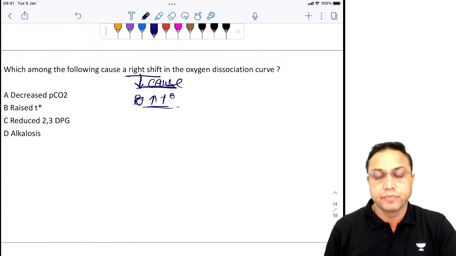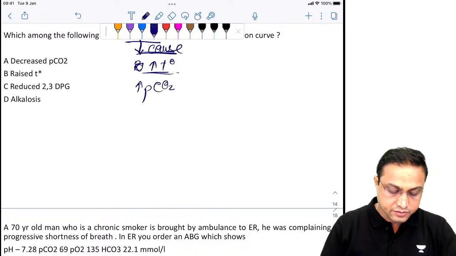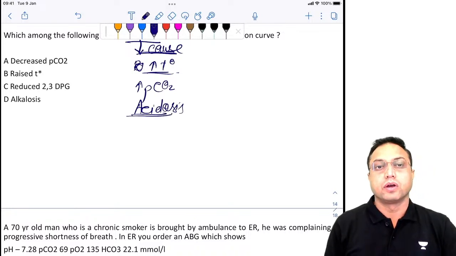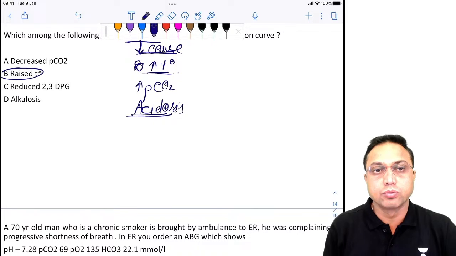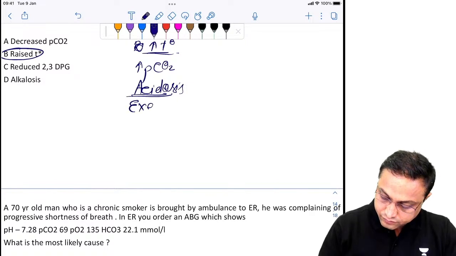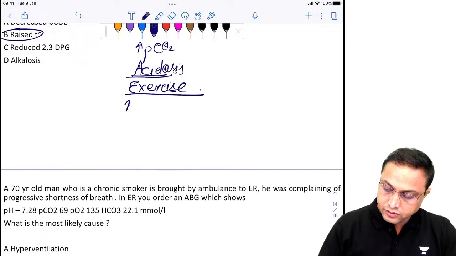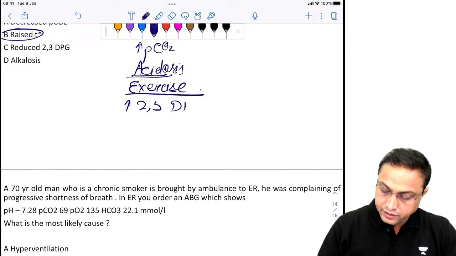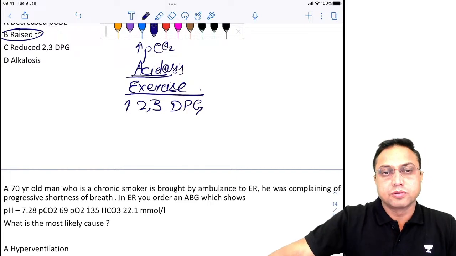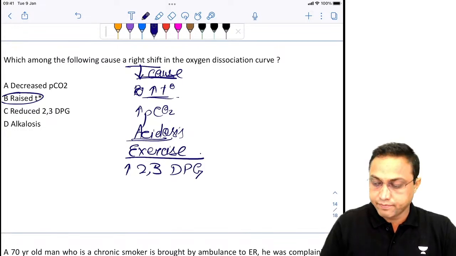One thing to understand, right? Raised temperature, increased PCO2, acidosis, right? So increased PCO2, if there is increased PCO2, this is going to be the answer. Acidosis, right? Then we do have exercise, right? Exercise. Then increased 2,3 DPG. These are some of the causes of the oxygen dissociation curve shifting towards the right side.